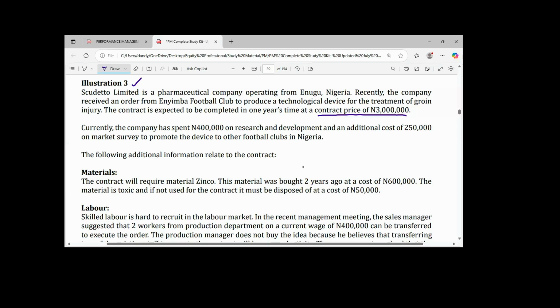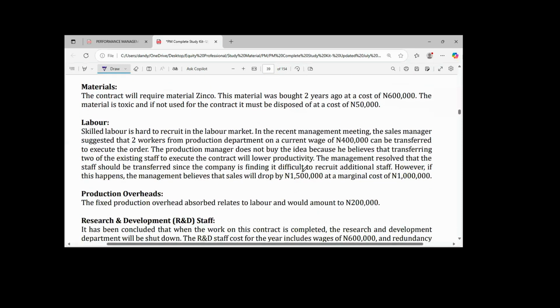Labor. Skilled labor is hard to recruit in the labor market. In the recent management meeting, the sales manager suggested that 2 workers from the production department on a current wage of 400,000 be transferred to execute the order. The production manager does not buy the idea because he believes that transferring 2 of the existing staff to execute the contract will lower productivity. The management resolved that the staff should be transferred since the company is finding it difficult to recruit additional staff.